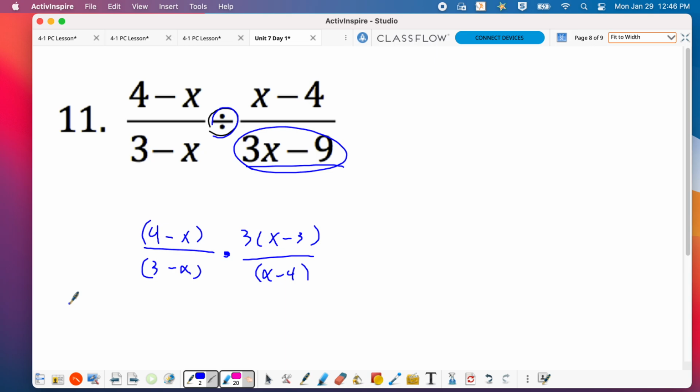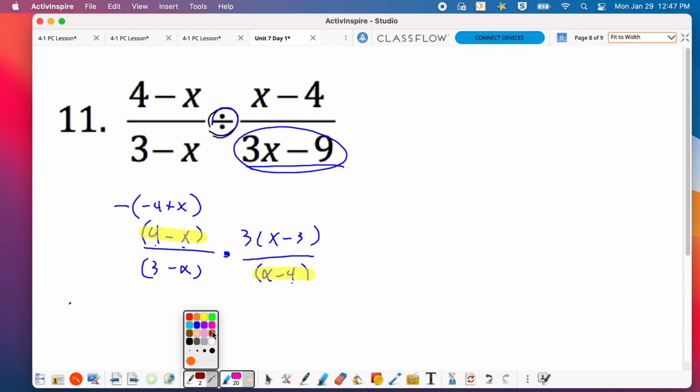Alright, so from here, none of those pieces cancel each other out. I have a 4 minus x and x minus 4, they're not the same. 3 minus x and x minus 3, those aren't the same, but they're close. What I can see, and hopefully you do too, is these two are the opposite of each other. Positive 4, negative x, positive. So I can factor out a negative sign. Factoring out that negative sign changes the signs.